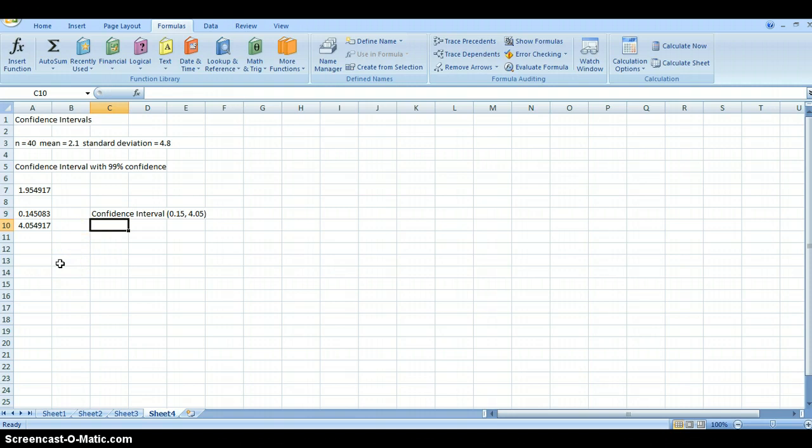So I hope this helps. You don't have to use Excel for the intervals. You can use your calculators. Same with the regression lines, you can use your calculators. But if you want to be more comfortable with Excel, then this is a way to do it.